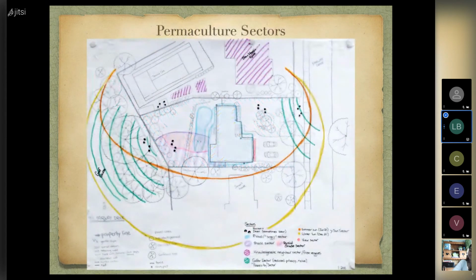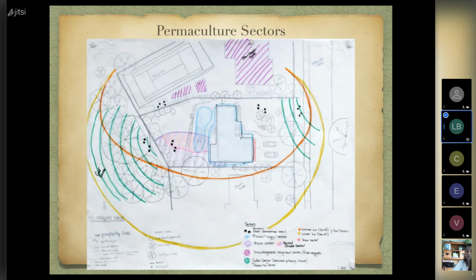Another really important part of permaculture is the evaluation of sectors, which is something that I mentioned a little bit earlier. And this is looking at all of the different energies that are present on a given site that will affect your design and are things that you either want to maximize or mitigate.